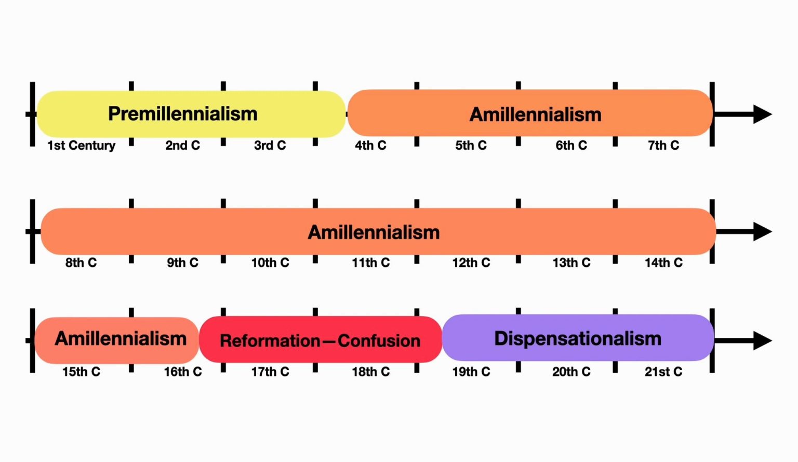So again, you begin at the beginning, the first few hundred years of church history: Papias, Justin Martyr, Irenaeus, Hippolytus, Lactantius, Victorinus, Tertullian. These guys were all premillennialists. Now, there were others in the first few hundred years who were not premillennialists, but premillennialism clearly dominated the first few hundred years of church history after the apostles.